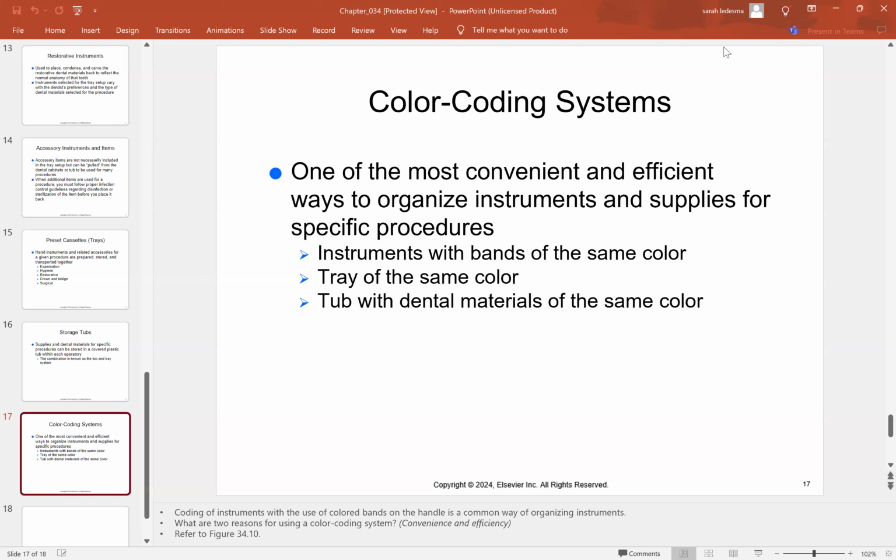Color coding systems. One of the most convenient and efficient ways to organize instruments and supplies for specific procedures. Instruments with bands of the same color, a tray of the same color, or a tub with dental materials of the same color.